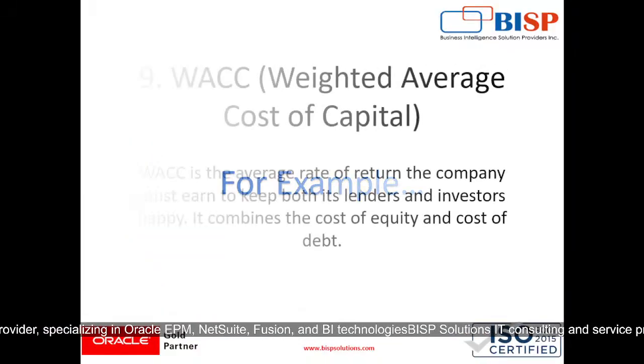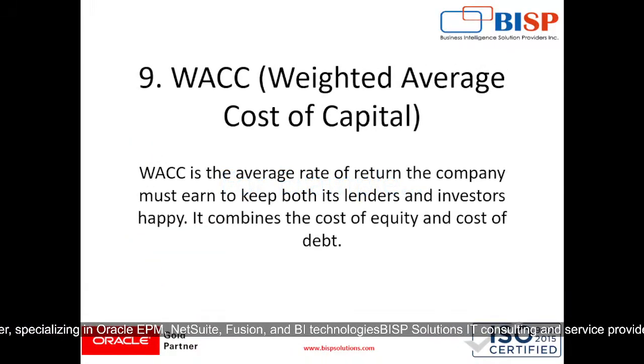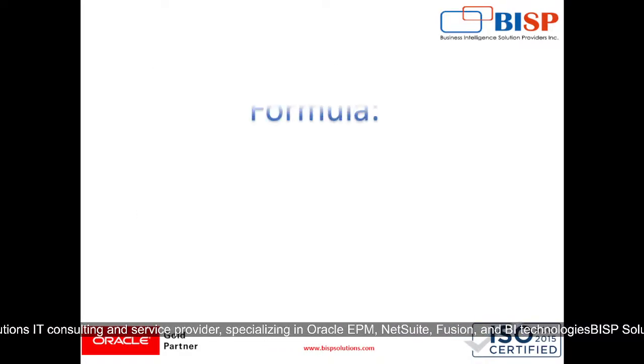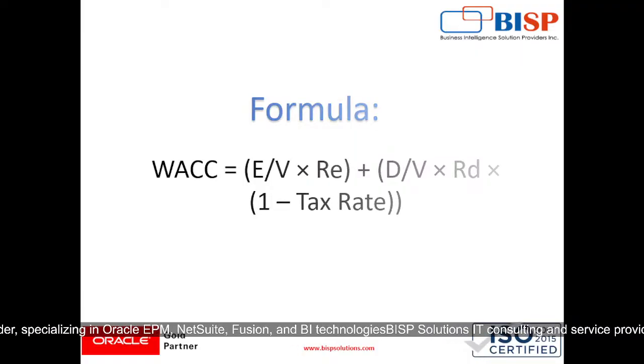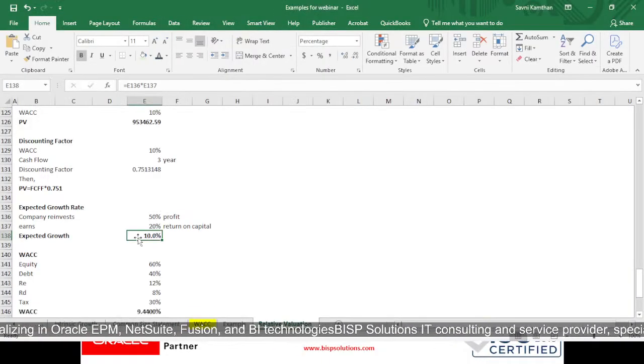Then comes our WACC, which is weighted average cost of capital. So WACC is the average rate of return the company must earn to keep both its lenders and investors happy. So it combines the cost of equity and cost of debt. So the formula for the same is E upon V into RE plus D upon V into RD into 1 minus tax rate. To better understand it, let's take an example.